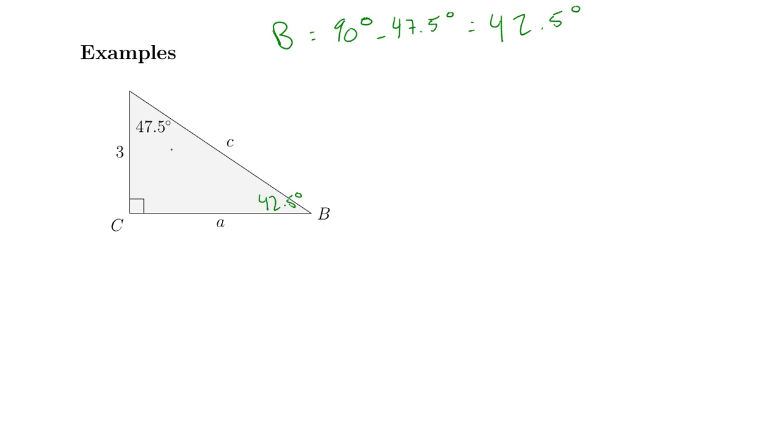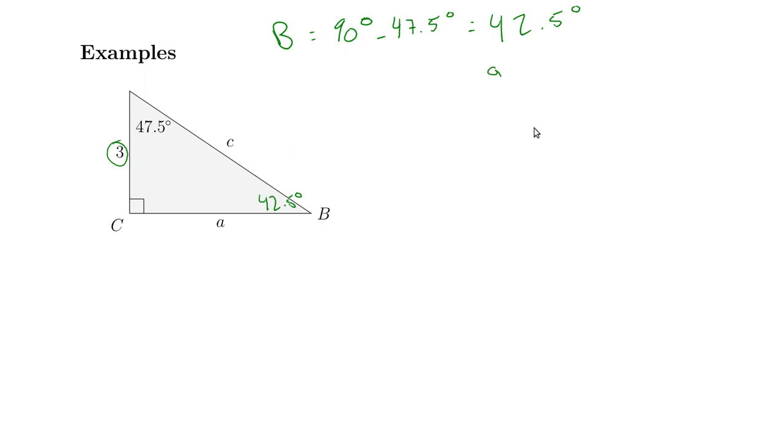So I'm going to do some sort of a trig function, and I want this side to be in the mix. So, for instance, I'm not going to do sine of 47.5 degrees, because that would be our opposite side A over our hypotenuse, C. What I want to do is get some trig function that involves 3. So sine is the wrong one if I'm using 47.5 as my angle.